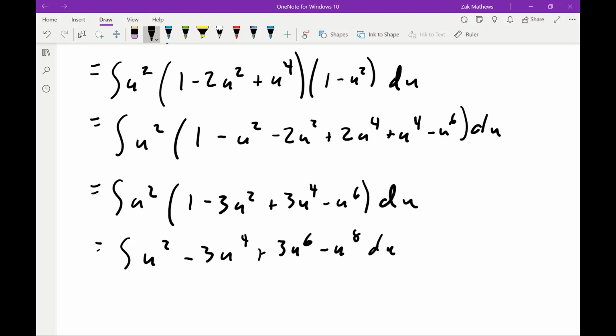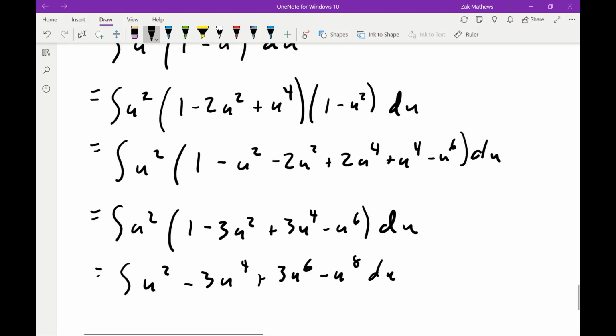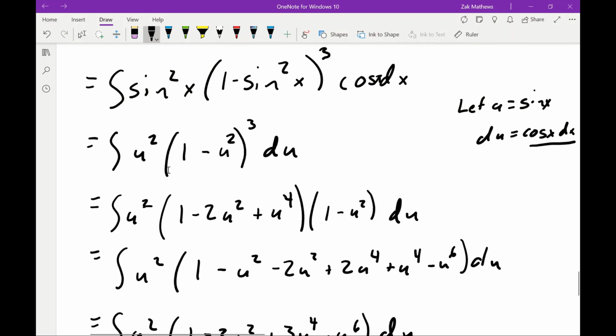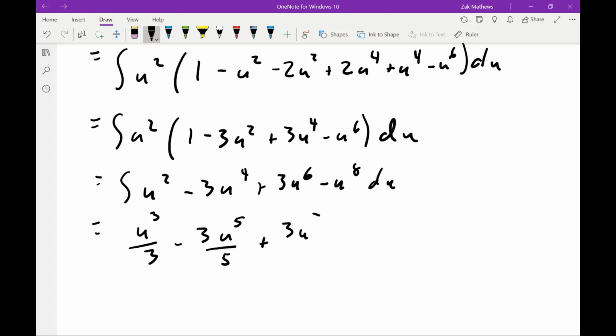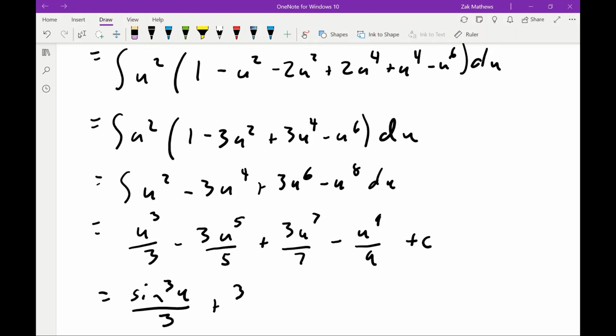So it's not that it's a one-step problem, but this is now solvable, right, by switching our signs first off and then making that u substitution. Right, so now we can take the antiderivative of this. We'll have u to the 3rd over 3 minus 3u to the 5th over 5 plus 3u to the 7th over 7 minus u to the 9th over 9 plus our c. And then lastly, we just need to go back and replace the u with the sine. And that will finish off this problem.